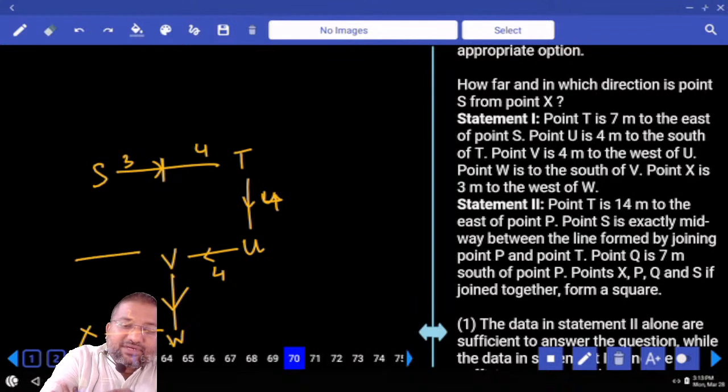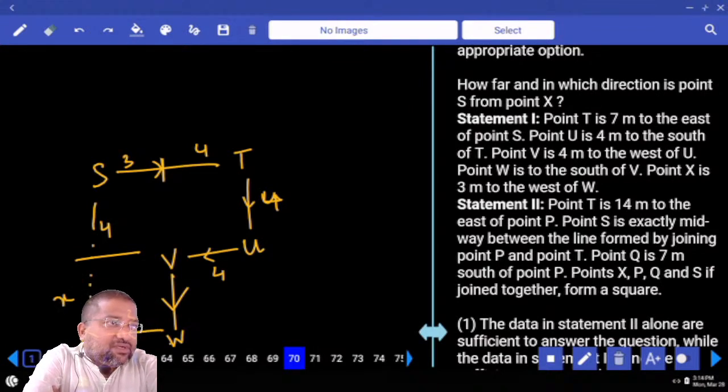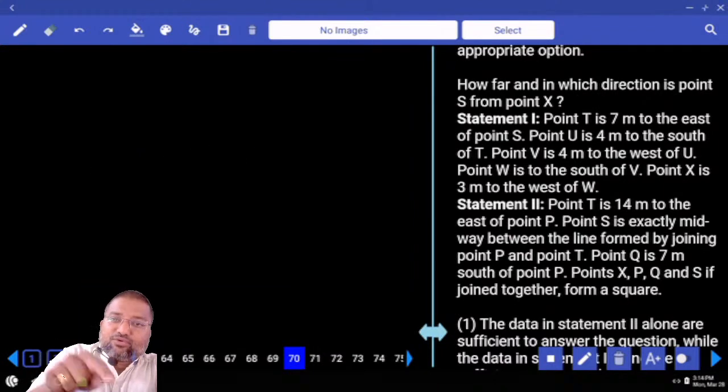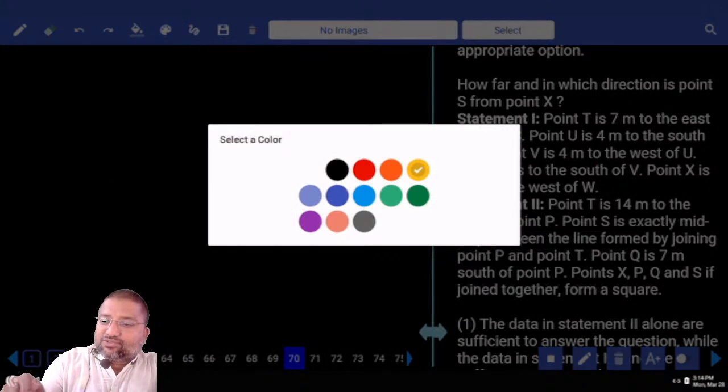Till here we know the distance. What is the distance here? 4. But below this, how much is this dotted line? We are not sure. This is some X which we don't know. So your answer is 4 plus X? No. We need an exact answer. Am I getting the answer from statement 1? No. So from 1 we don't get the answer. You have to go for 2. What's 2? Come on.